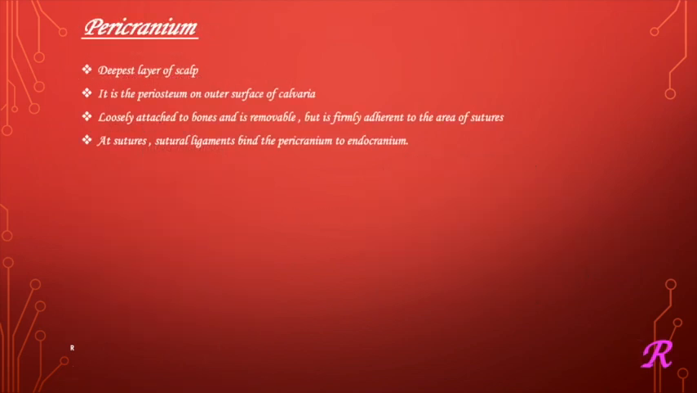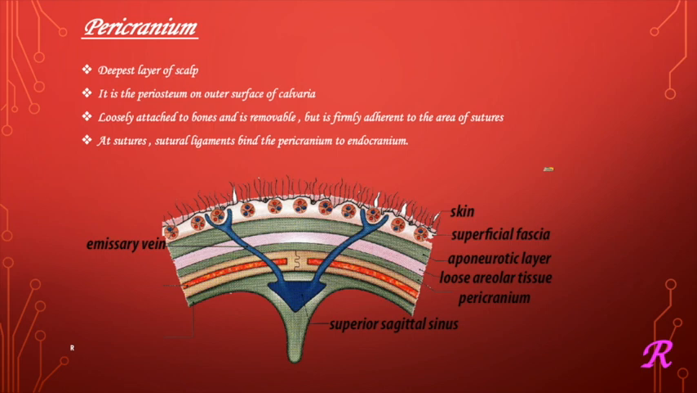Next is the last layer, the fifth layer, the pericranium. It is the deepest of all layers. It is the periosteum on the outer surface of the calvaria. It is loosely attached to the bones and is removable.